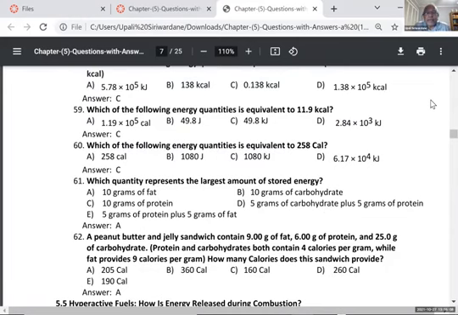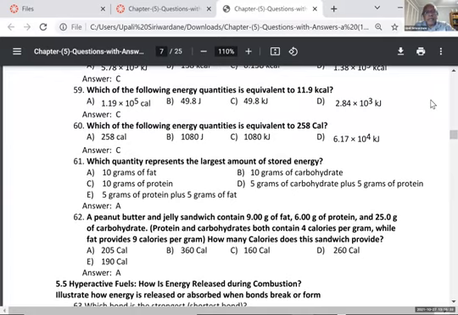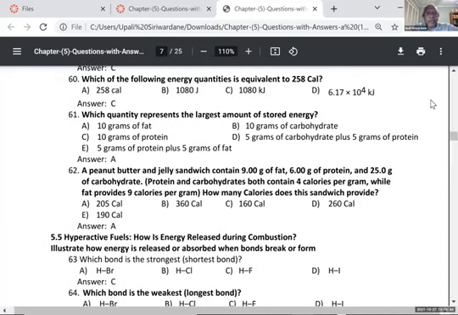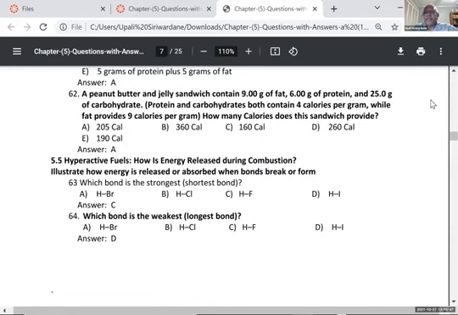Number 61, which quantity represents the largest amount of stored energy? How many of you know fat has the largest amount of energy? A. Carbohydrates and proteins have the same. See, 10 grams of fat has the largest energy. 10 grams of carbohydrate is roughly equal to 10 grams of protein. So these are questions about converting calories and grams.